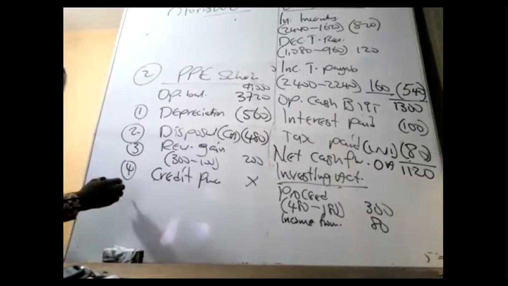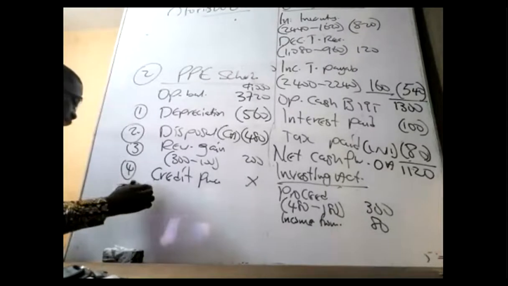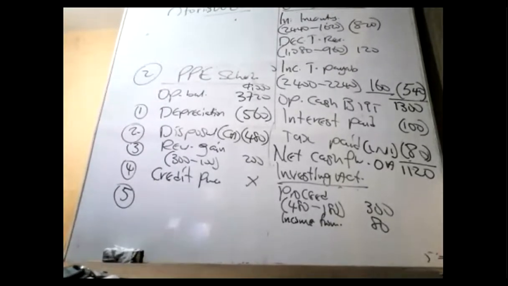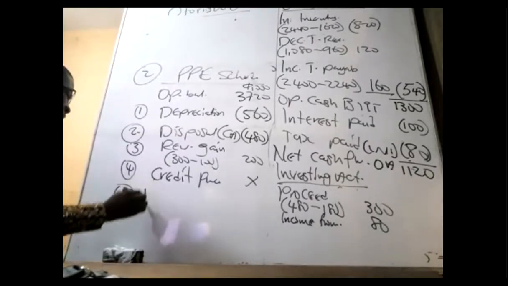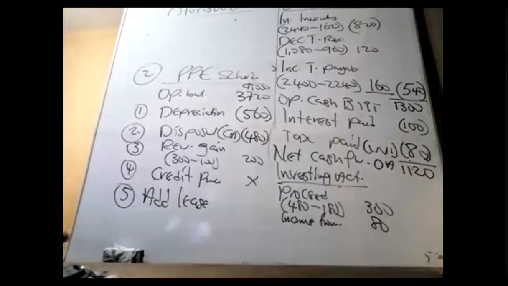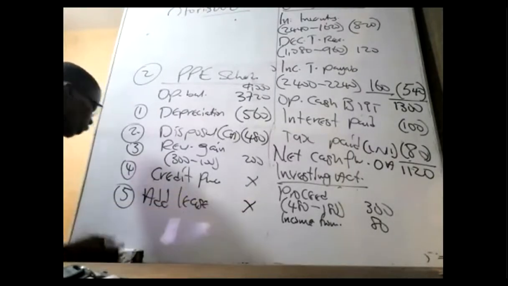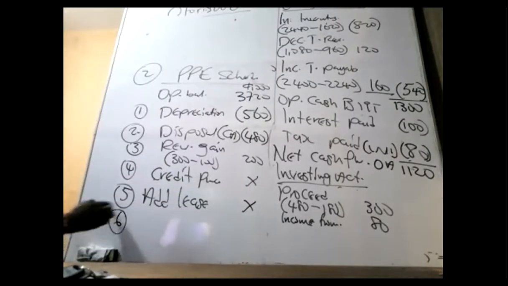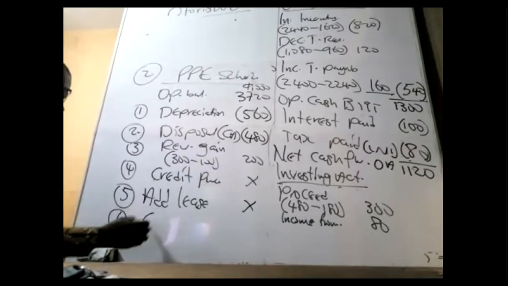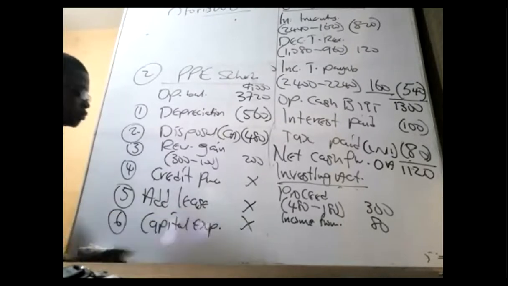Item number 5. Check whether there has been a transfer or a lease during the year, an increase or additional lease. You know what a lease is. It comes as a lease where the value increases. So check for that one. Item number 6. Check for capital expenditure, any other capital expenditure incurred during the year. That is all.